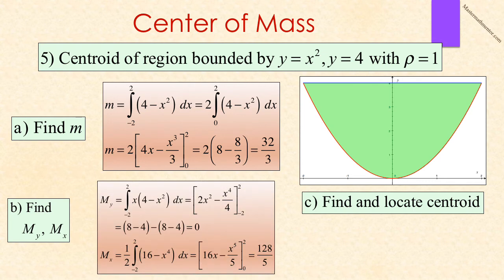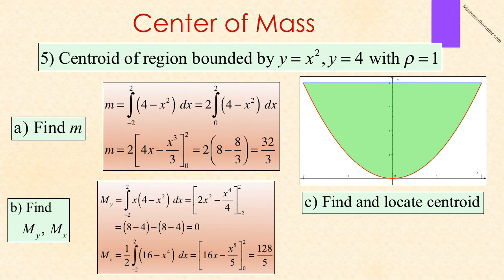M sub y equals the integral from -2 to 2 of x times the quantity 4 minus x squared dx. And this gives 2x squared minus x to the fourth over 4 evaluated from -2 to 2. And this, when calculated, is the quantity 8 minus 4 minus the quantity 8 minus 4, which is 0.